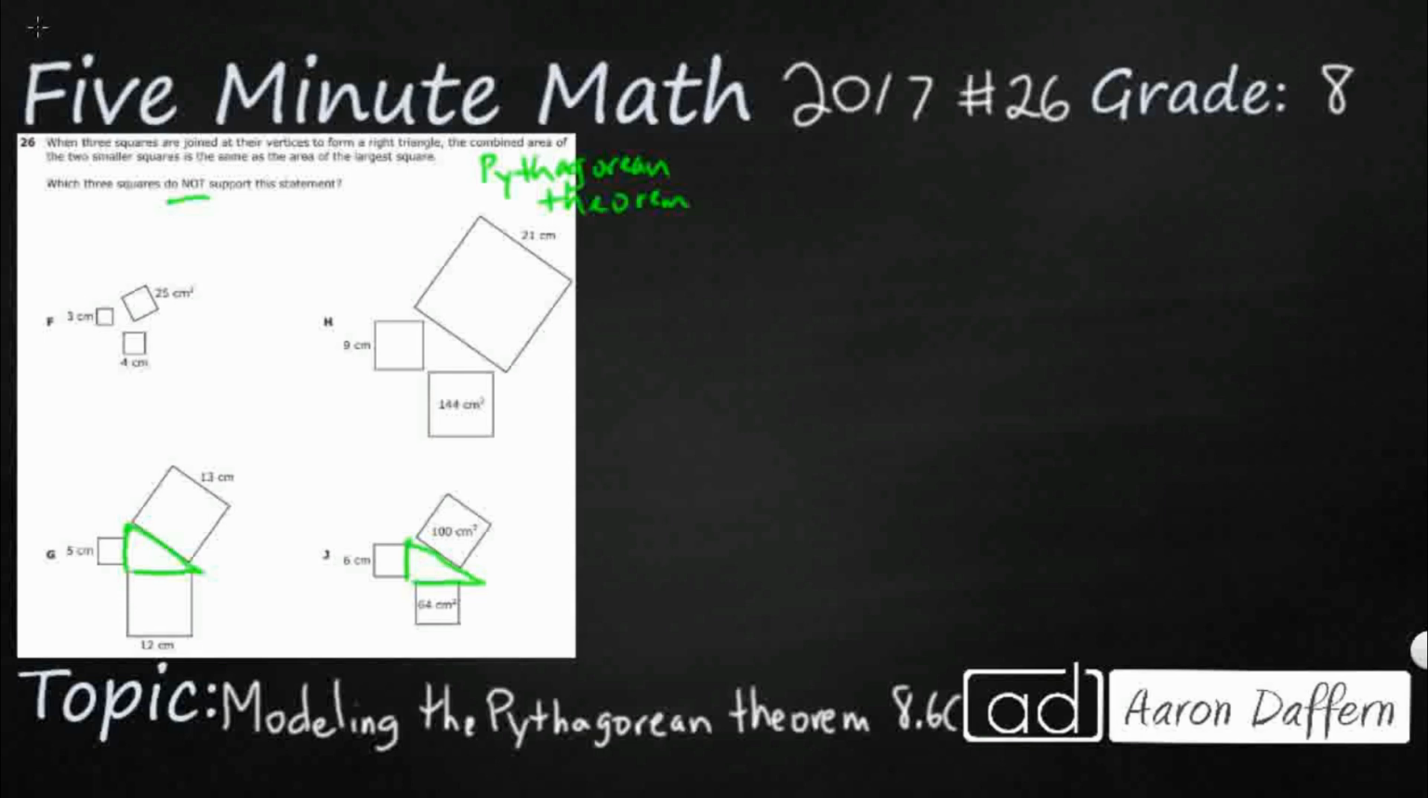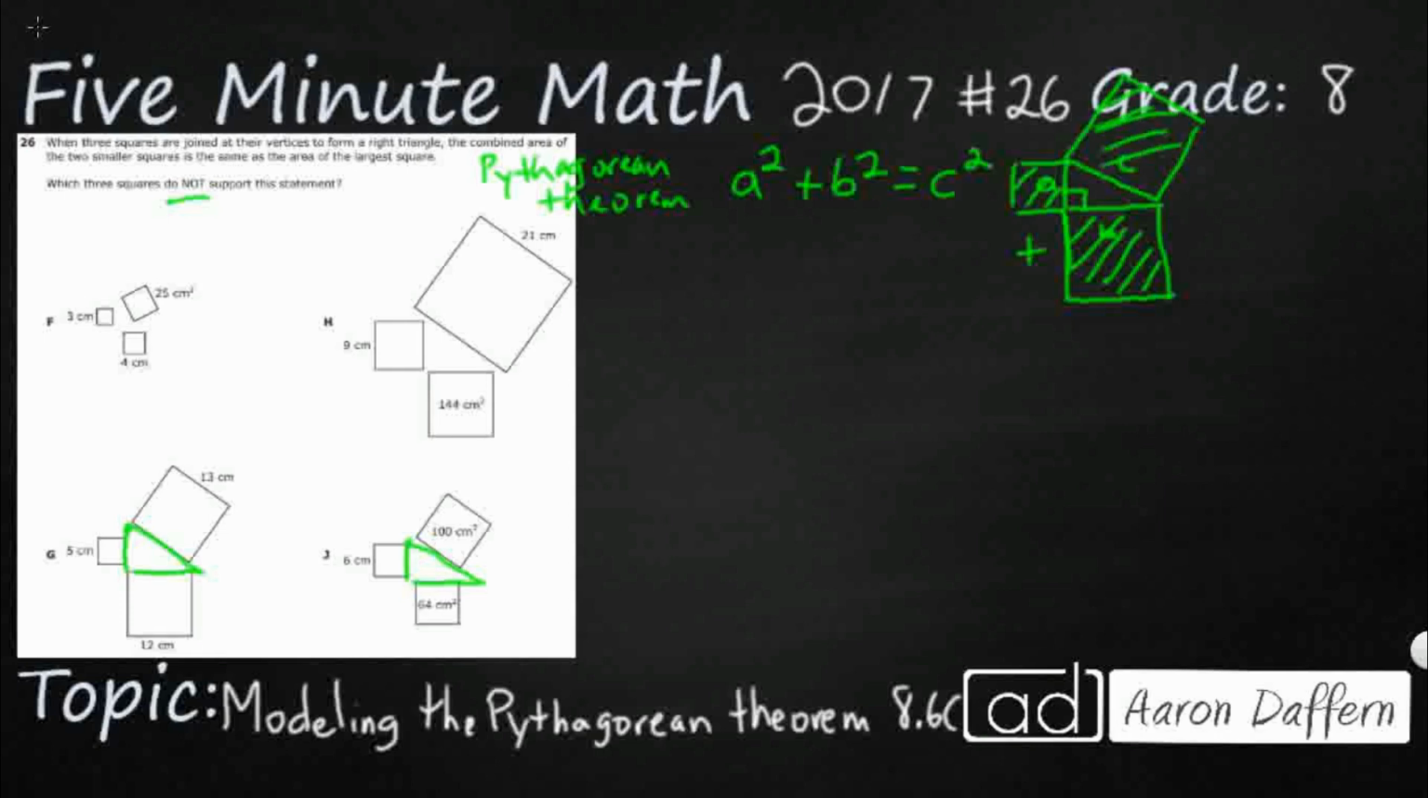So when it says the three squares are joined at their vertices to form a right triangle, the combined area of the two smaller squares, we're going to say the two smaller sides, a squared plus b squared equals c squared. That's our Pythagorean theorem. If you take a right triangle, the two legs are going to be A and B. The hypotenuse, that long diagonal across, is going to be the C. If you take these legs, form them into squares, take the area of the A leg and the area of the B leg, and add them together, you always get the area of the C leg. That's what the Pythagorean theorem really means. So let's see if we can find the one that doesn't work for this.